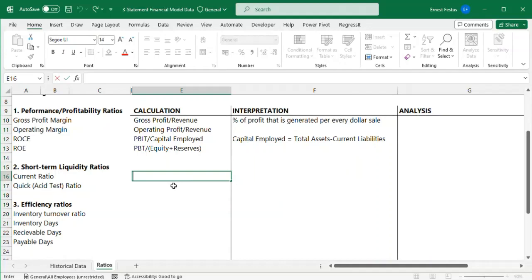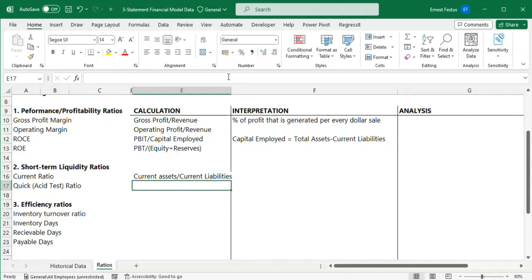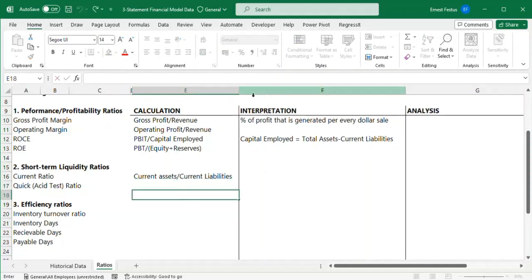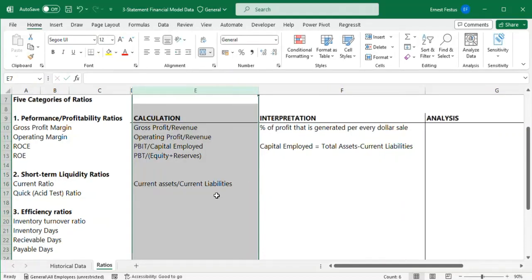So these two ratios, current ratio and quick ratio, are the two major short-term liquidity ratios that we have in finance. So current ratio is calculated by current assets divided by our current liabilities. Okay. So that is the formula for calculating our current ratios. Sure. Let's enlarge this.